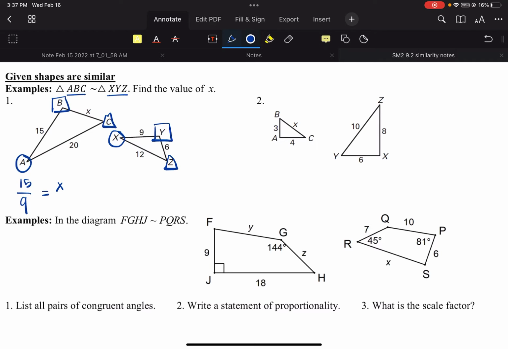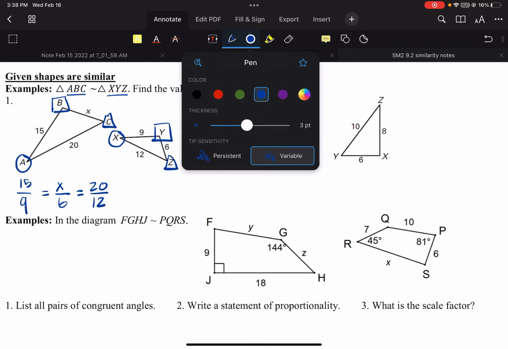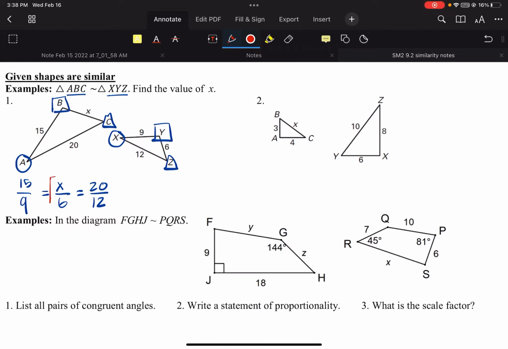which is the circle and the triangle. So x over 6, which has to equal 20 over 12. Because these triangles are similar, we know this statement has to be true. Now to solve for x, I am just going to choose 2 of the fractions. It doesn't matter which 2 you choose, just choose the x one and then one of the other ones. And then I am going to solve it by cross multiplying.